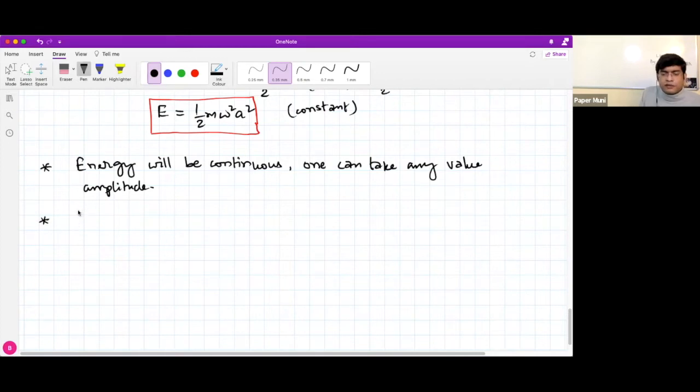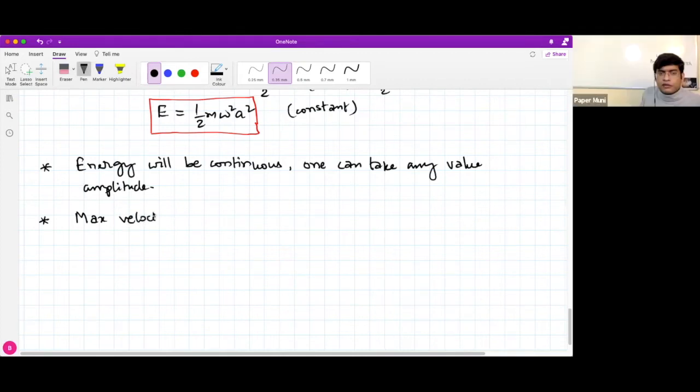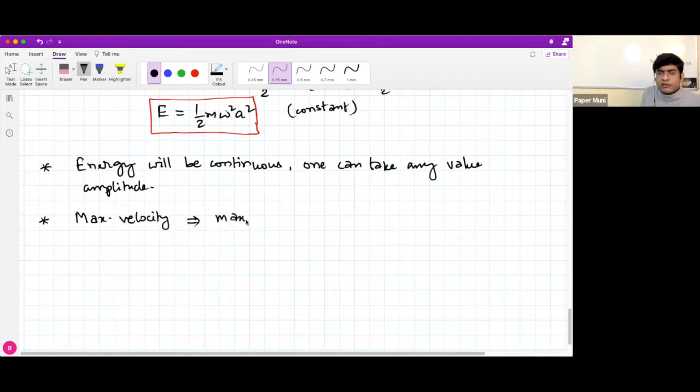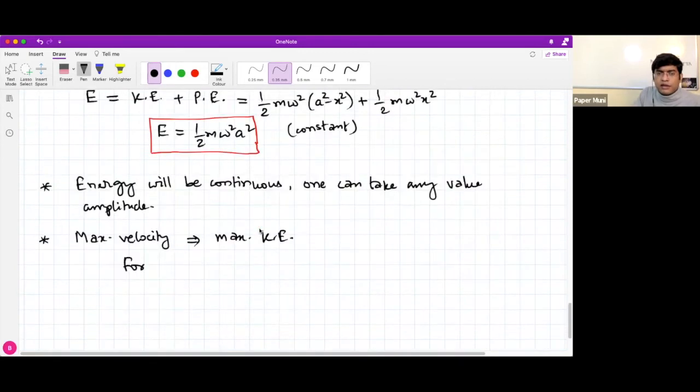max velocity implies, now, if I have the maximum velocity, at which position the oscillator will have a maximum velocity? If you start from the mean position. So in this case, the maximum velocity corresponds to maximum kinetic energy, maximum KE, right? Then for maximum KE, what do we require? If we see the relationship between kinetic energy, this thing.